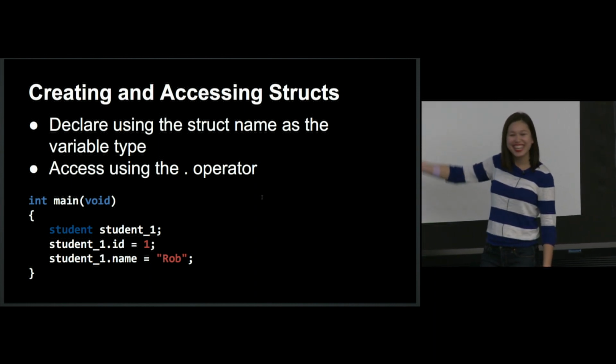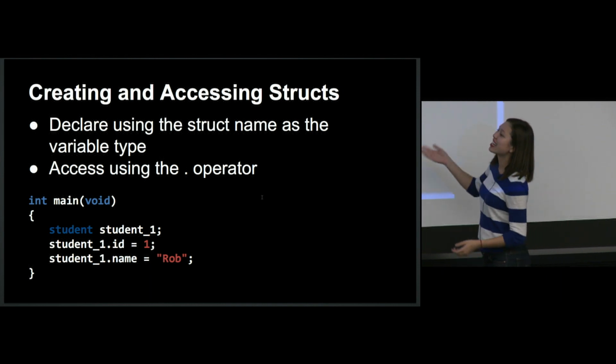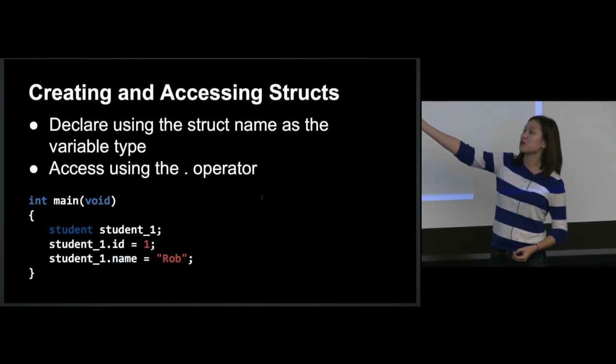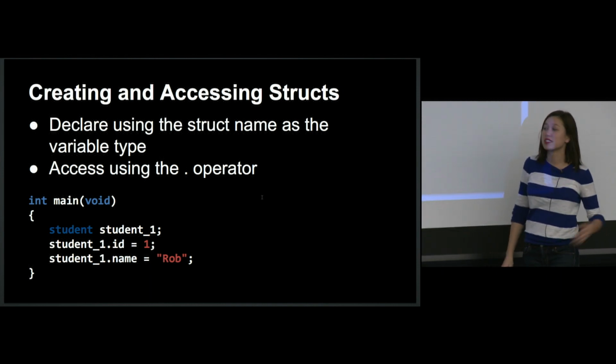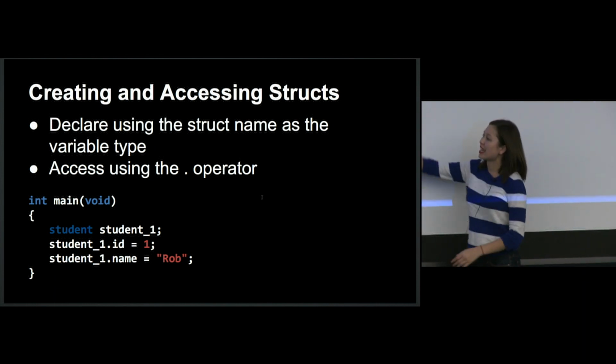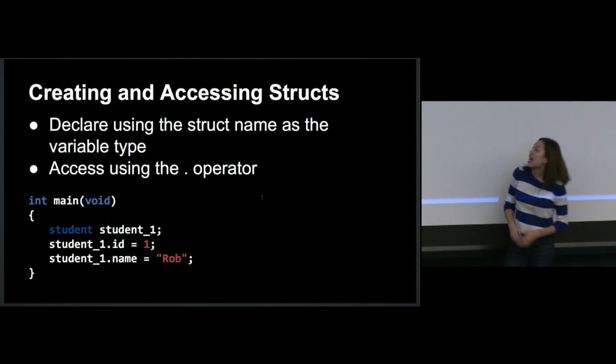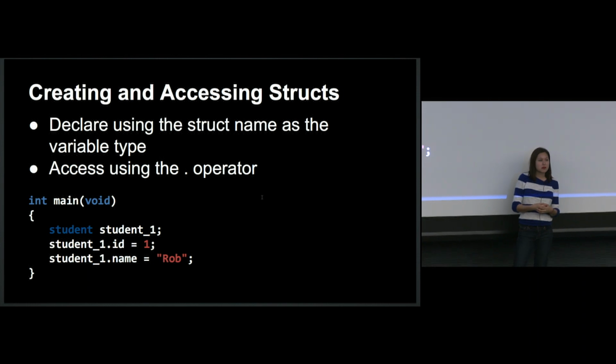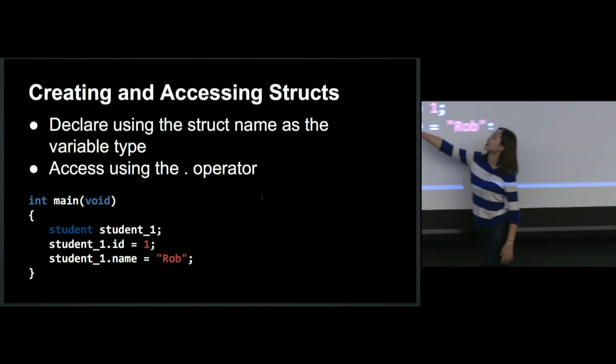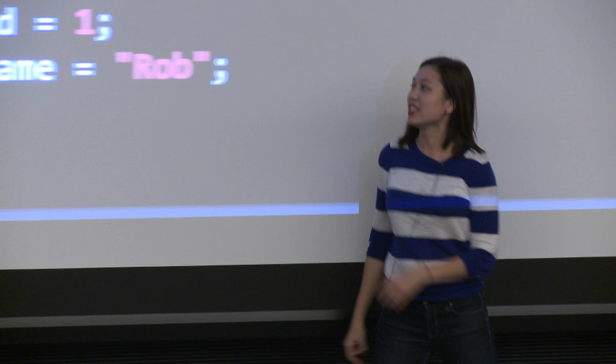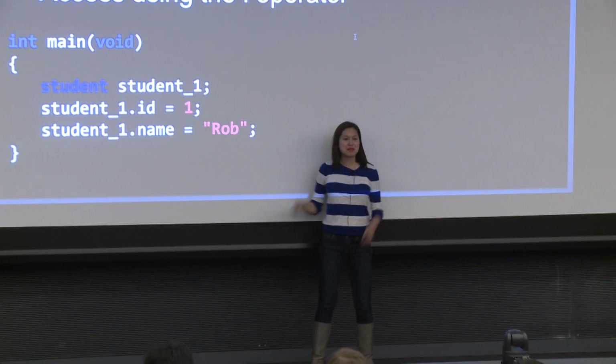Oh, look, it's Rob. So here we're declaring a variable called student1 of type student. So it's going to have ID and name associated with it. And the way we access these elements within our struct is with the dot operator here. So in this case, we declared some student1, we assigned the ID to be 1, and we assigned the name to be Rob.